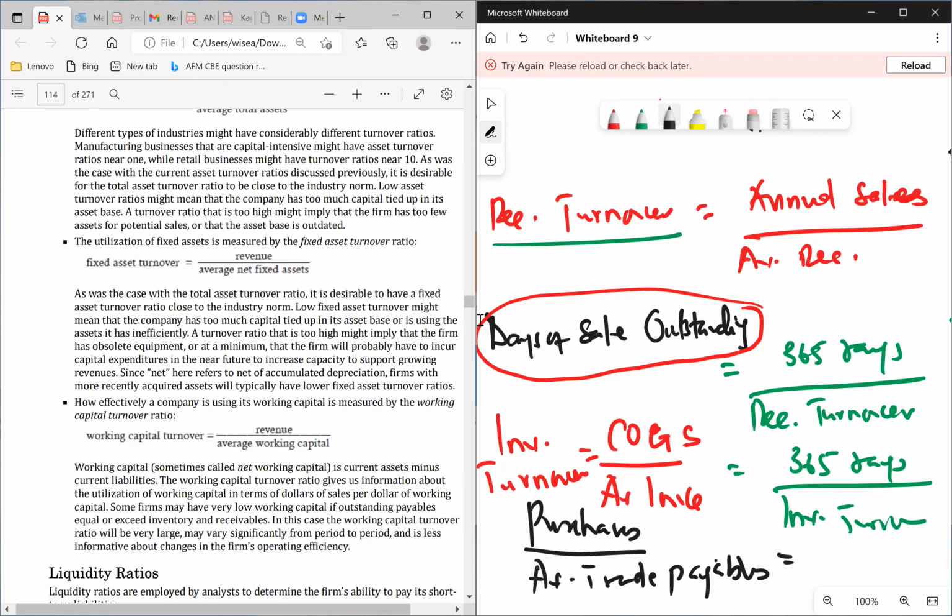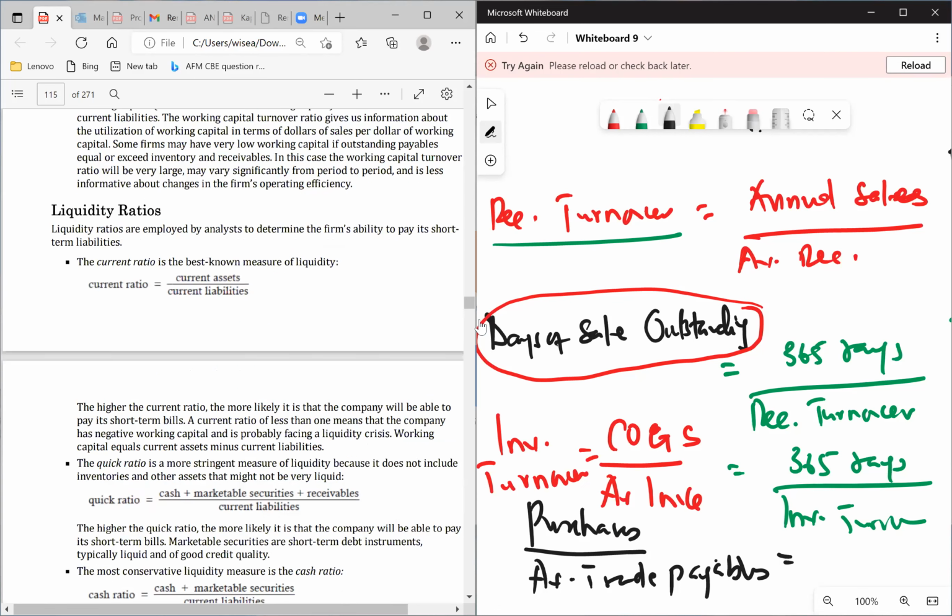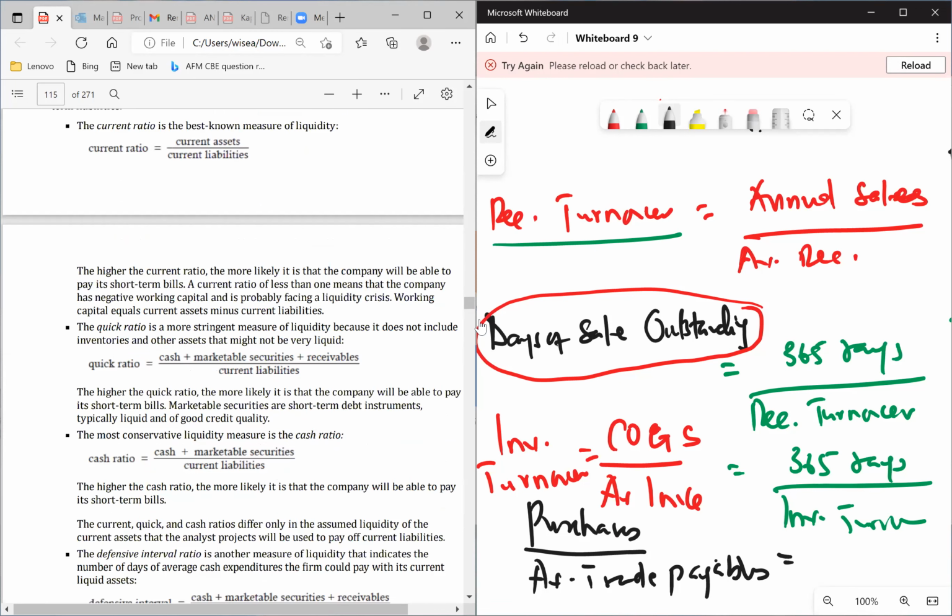Liquidity ratios will be current ratio, quick ratio, and then the cash ratio. Please note the difference between the cash ratio and the quick ratio. In the cash ratio, we do not include what? Receivables. In the quick ratio, we do not include inventory. In the current ratio, we include everything. Quick ratio, no inventory. Cash ratio, no receivables.